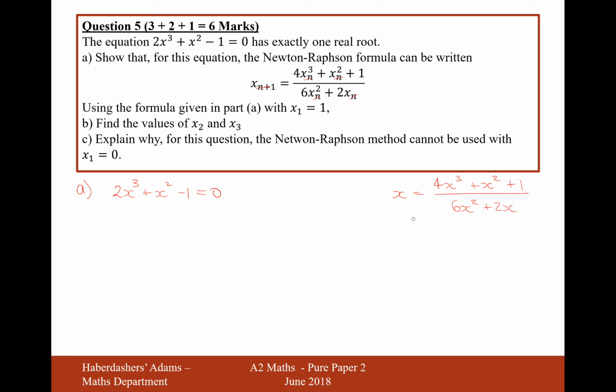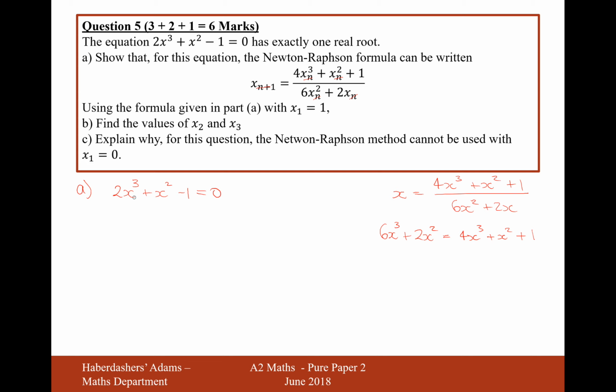First thing I'll do is probably multiply the denominator onto the other side. So 6x cubed plus 2x squared equals 4x cubed plus x squared plus 1. Okay, so does this look anything like what I've got here? Well, yeah, if I take away 4x cubed onto the other side, I get 2x cubed. If I take away x squared onto the other side, I'll get x squared. If I take away the 1 onto the left, I'll have minus 1, and then I'll have 0 left on the right-hand side.